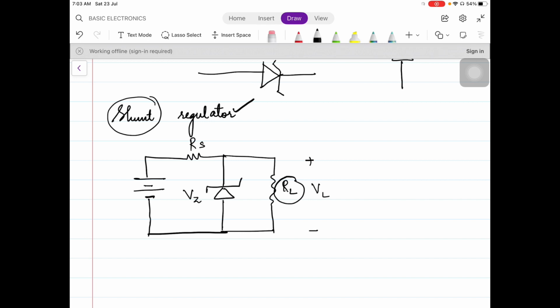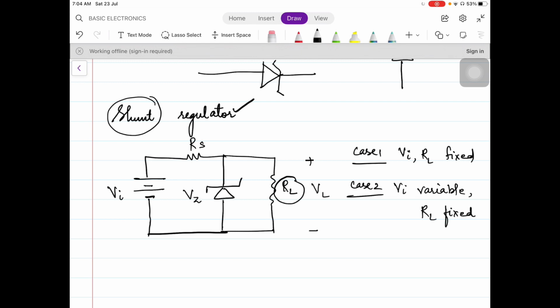Now in order to study the numericals, we have three numericals related to it. Case 1, when we give fluctuations in Vi and keep RL fixed. Second, we can keep Vi fixed and RL variable. And thirdly, we will keep both of them fixed. That means Vi and RL both will be fixed for the third case. Case 2, Vi variable but RL fixed.